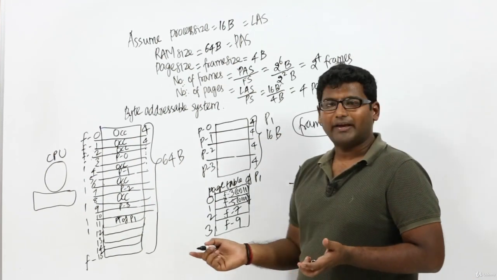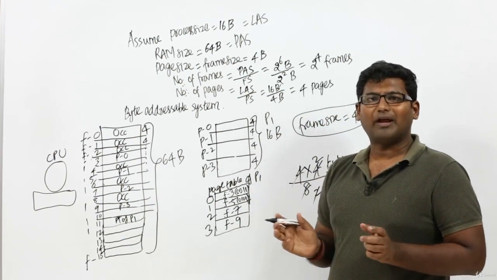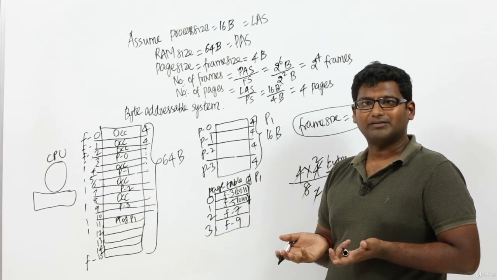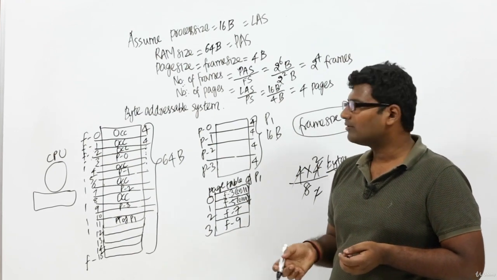But external fragmentation cannot happen. External fragmentation will never happen. Why? Because we are following non-contiguous allocation, right? In non-contiguous allocation, definitely external fragmentation cannot happen.